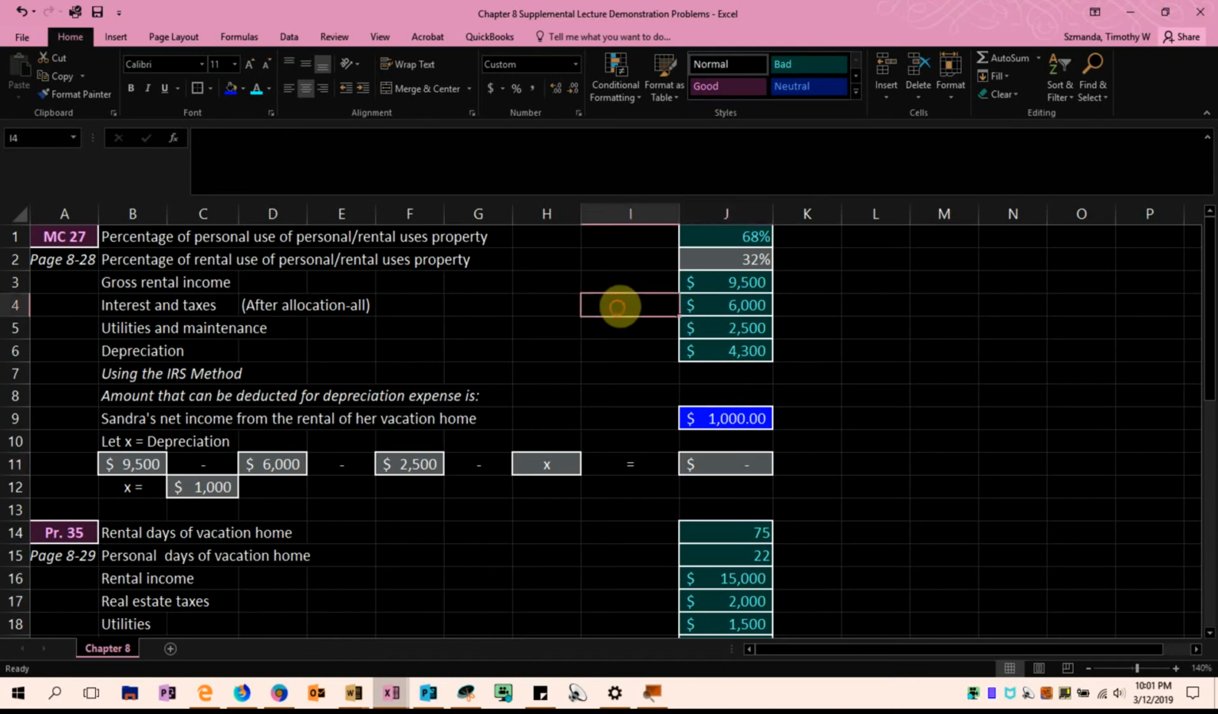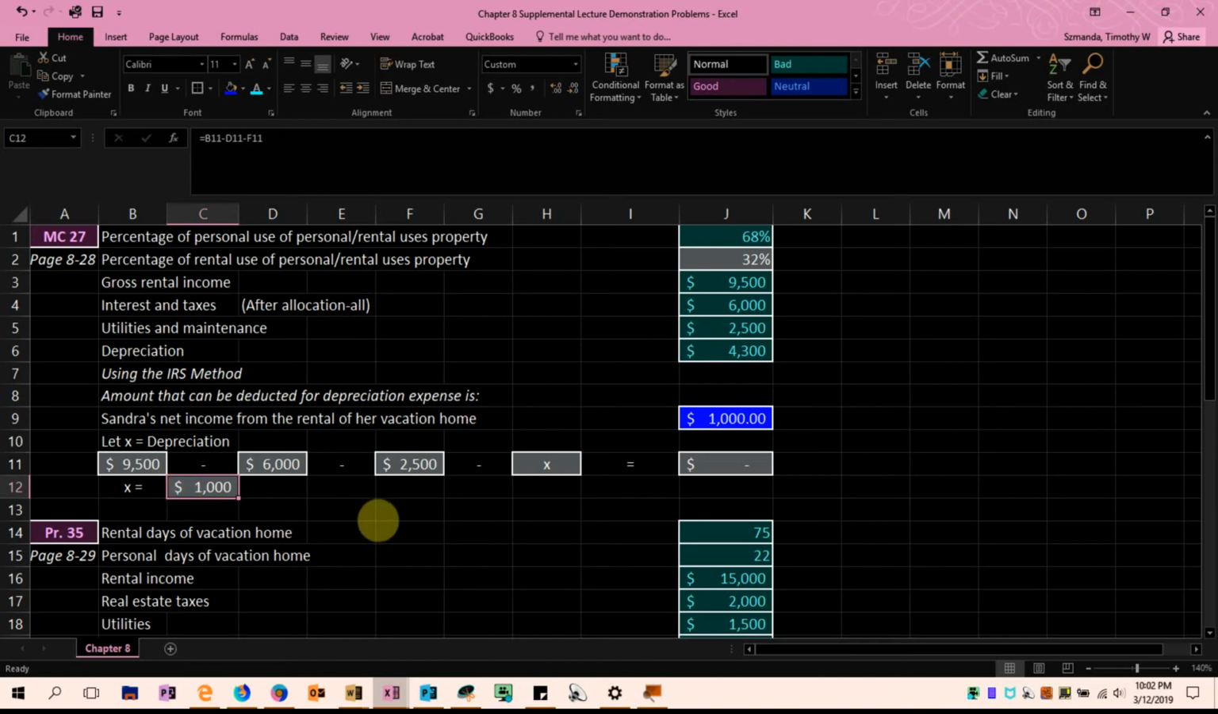So we're able to take the full $6,000 in interest and taxes, the full $2,500 in utilities and maintenance. However, based on our algebraic expression, $9,500 minus the expenses of $6,000 minus $2,500 minus X, which is the depreciation, that expression is going to equal zero, or no loss or gain. So the income minus the expenses is going to equal zero. So that's my expression. Now I just solve then for X, which is depreciation.